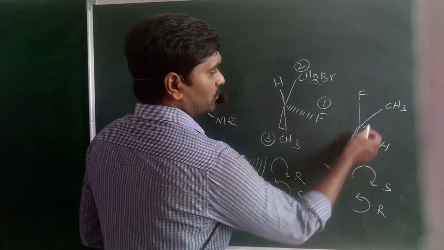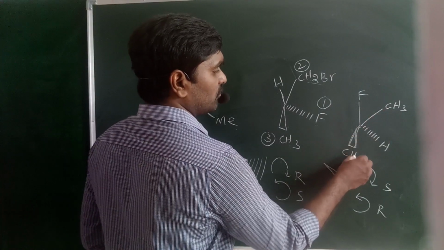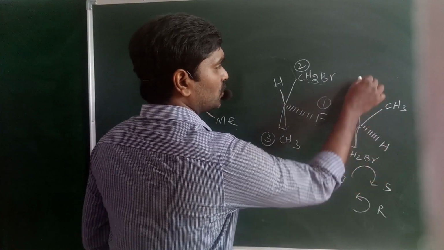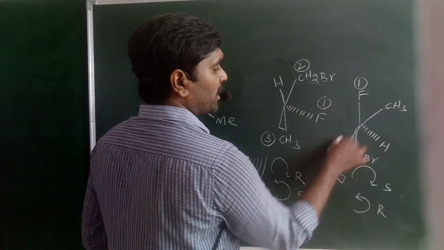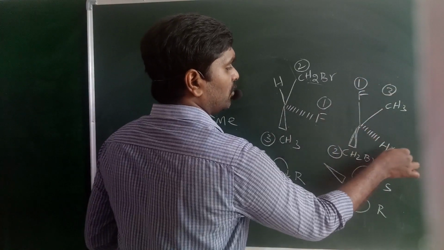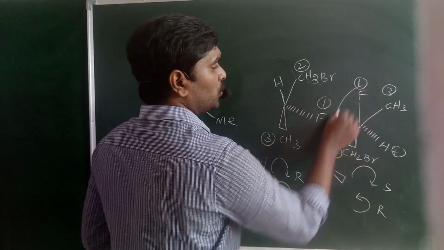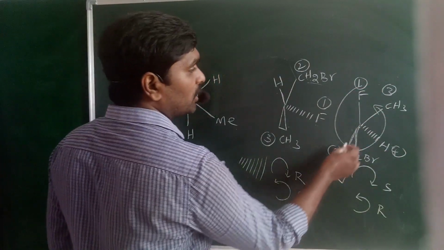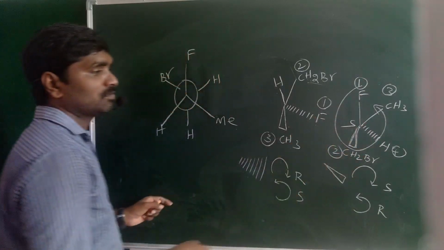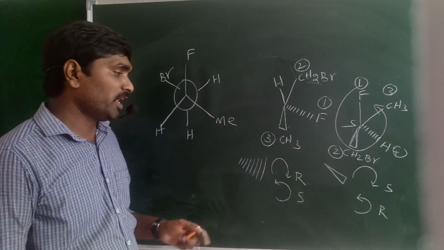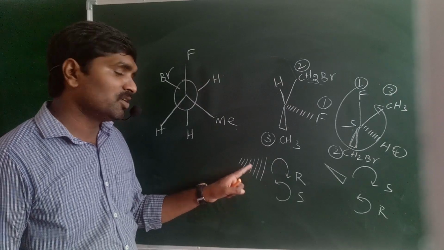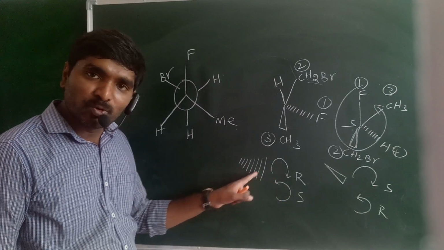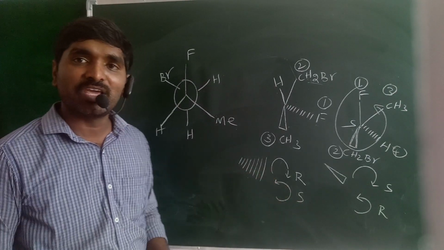So the numbers are the same. This may be the CH2Br. First priority, second priority, third priority, and fourth priority. So 1, 2, 3 in the anti-clockwise direction with the least priority group on the broken wedge, which is the S configuration.